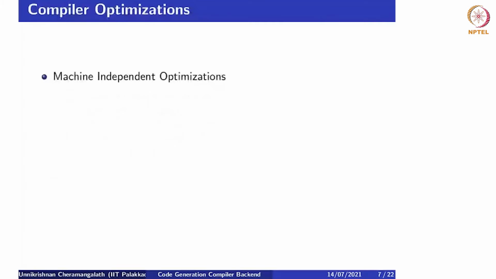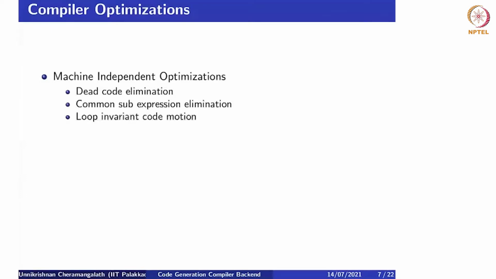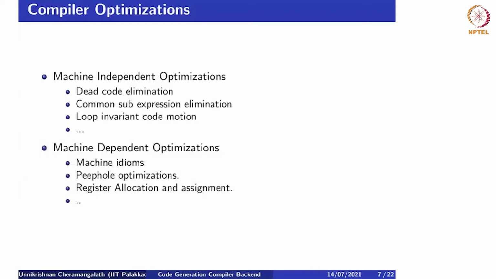Compiler optimization: I hope you have this covered, like machine independent optimizations such as dead code elimination, common subexpression elimination, loop invariant code motion. All these are machine independent optimizations which can be done on LLVM MIR. There are some machine dependent optimizations like machine idioms, peephole optimization, register allocation and assignment. These things are specific to each hardware, and are different. So you are going for a backend where it is machine dependent. The lecture will be based on that.